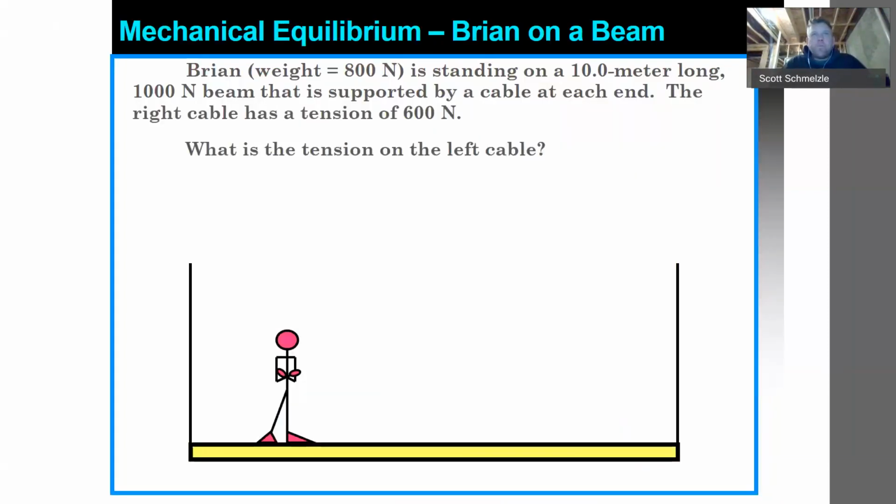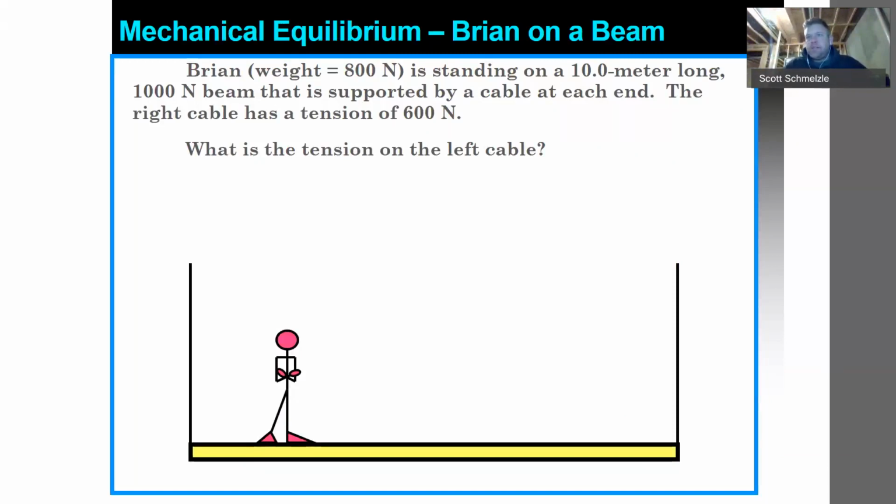So we have Brian again. 800 newtons is standing on a 10-meter long, 1,000 newton beam that is supported by a cable at each end. So think of the window washer example that I used on the previous picture. You could look at it as scaffolding on the side of a house if somebody's putting up new siding, right?